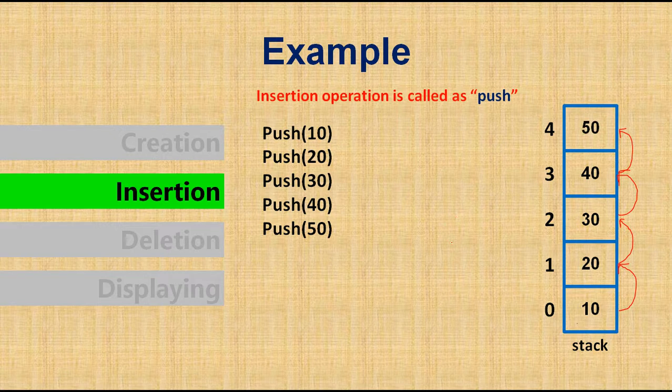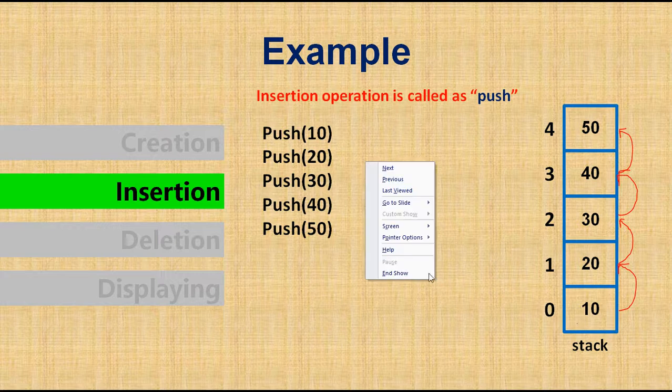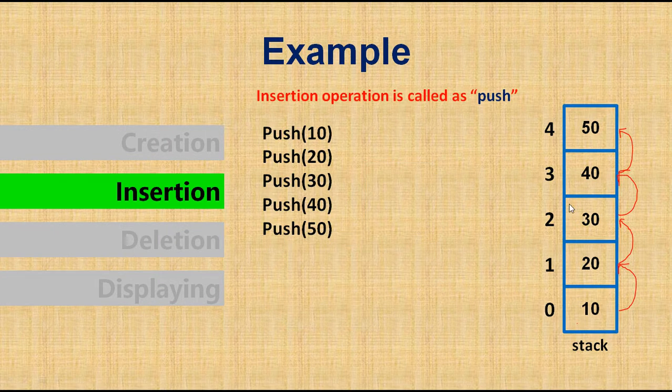Now see that the whole stack is full. But suppose I fire push 60 for one more location, then it gives the error: stack is overflow. That is, there is no place for inserting this 60 element in the stack. I hope you understand how the push operation is performed on this stack.